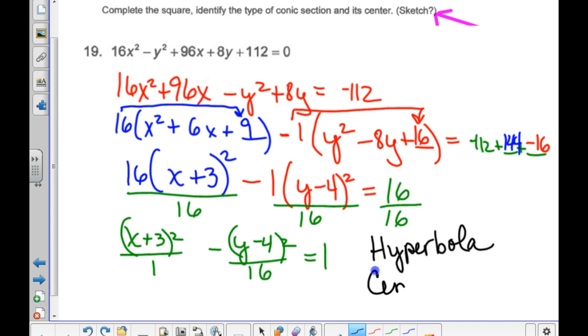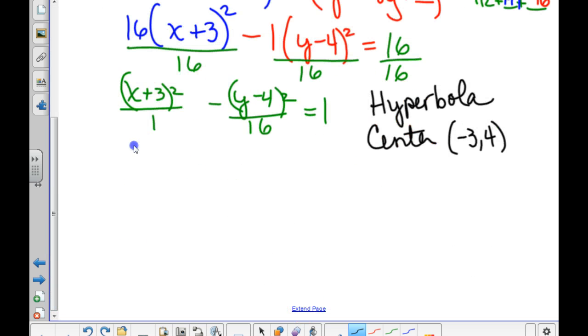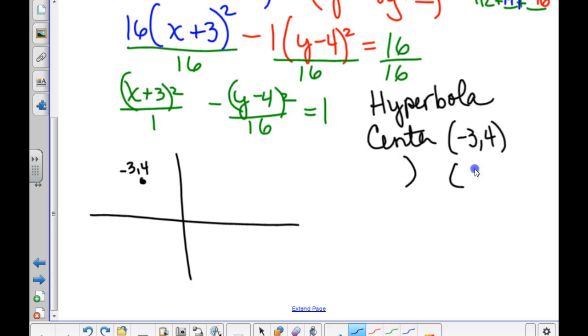Where is the center? Okay, the center is at negative 3, 4. Guys, I really need you to be focused here. The center is at negative 3, 4, which is not a point on the hyperbola, right? No. Does this one open sideways or up and down? It opens sideways, which is called a horizontal.